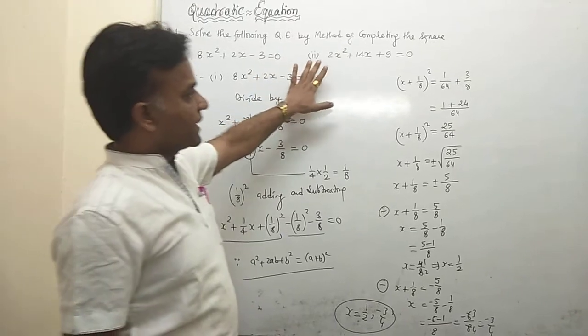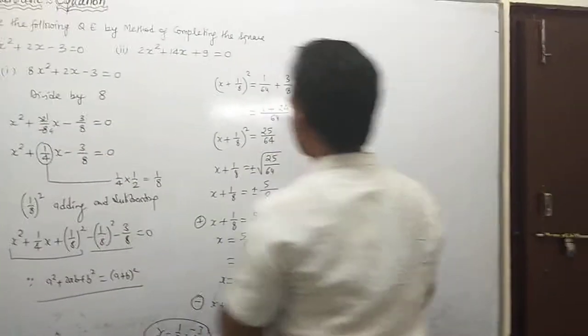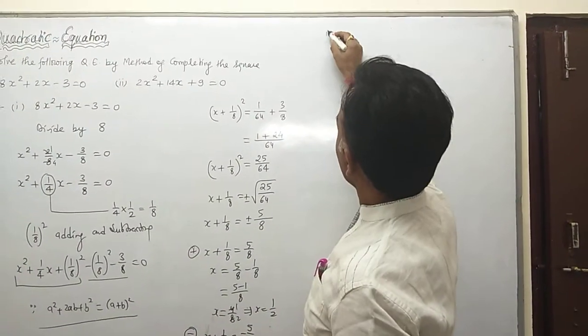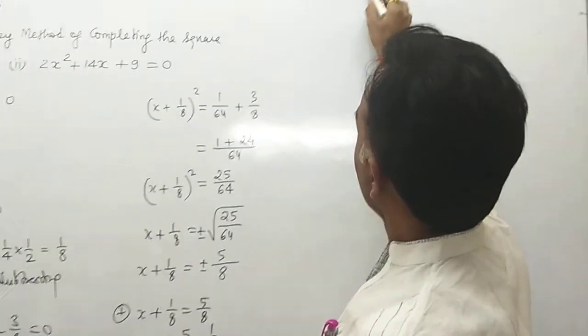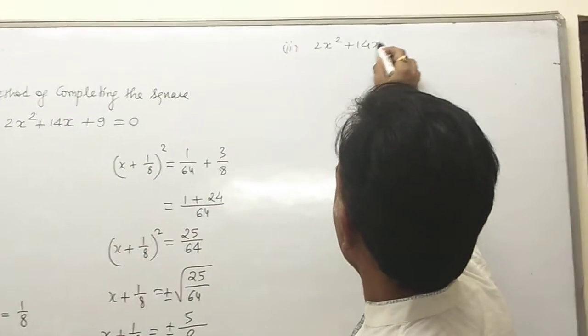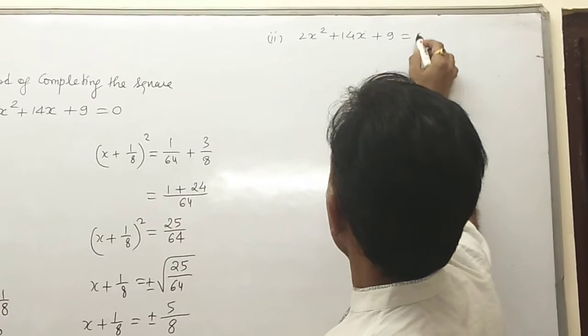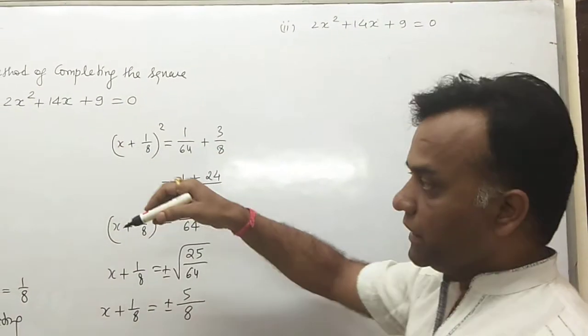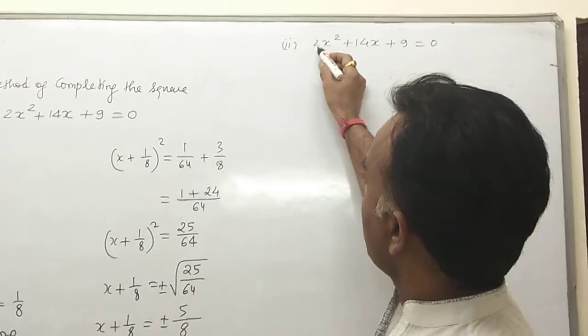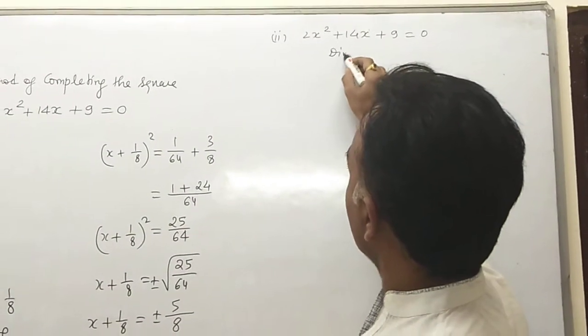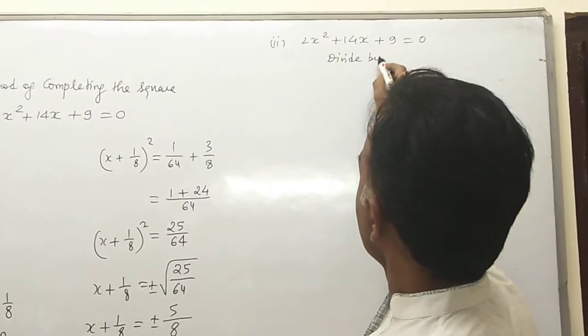So now we have the second equation, 2x square plus 14x plus 9 equal to 0. The same concept we apply here. Now you have the coefficient of x square as 2, so first write down, divide by 2.